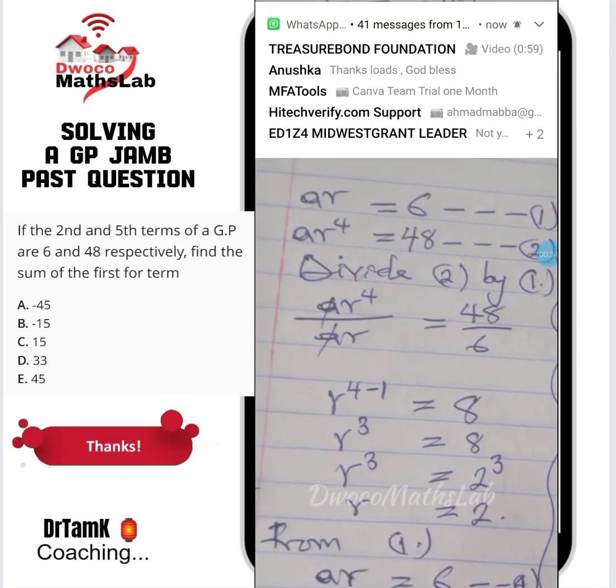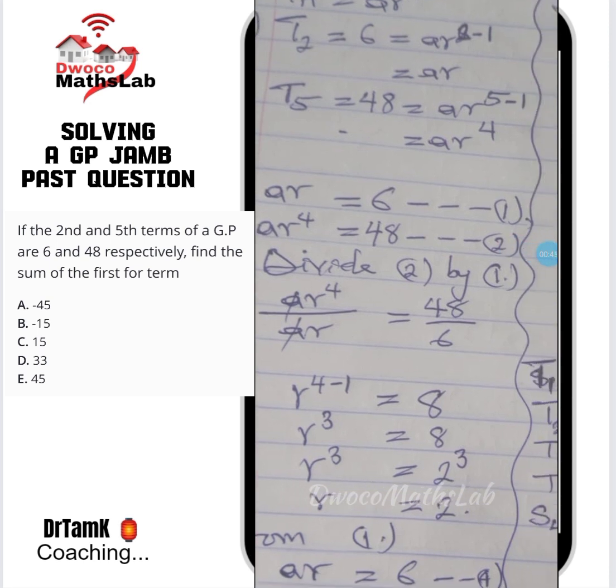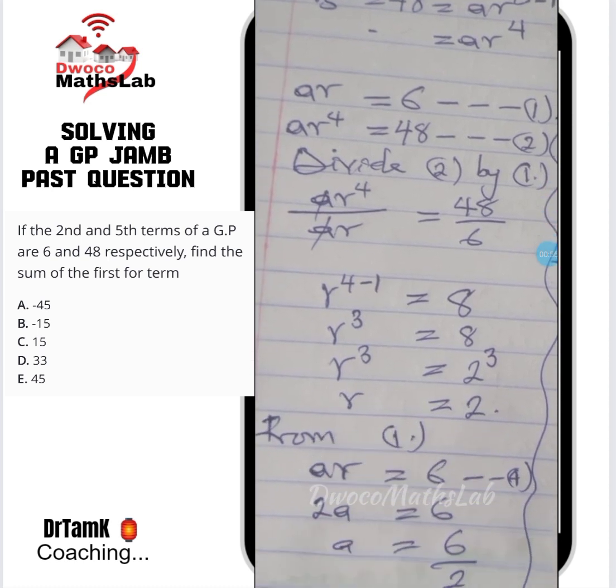Okay, if that is the case, then we bring out the 2 equations. Equation 1 is a r equals 6. Equation 2 is a r raised to power 4 equals 48. Now if you divide equation 2 by equation 1, we have a r raised to power 4 over a r, which equals 48 divided by 6. That lets us cancel a, and by using index form, it becomes r raised to power 4 minus 1 equals 8. Now r raised to power 3 becomes 8, which is 2 raised to power 3 in index form, right? Then r equals 2, because the power 3 cancels the power 3, and r becomes 2.